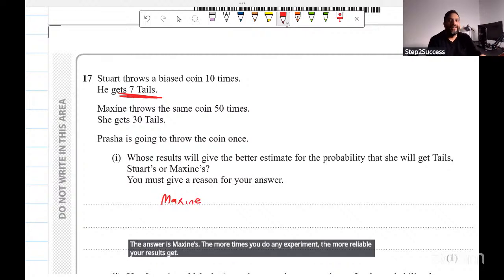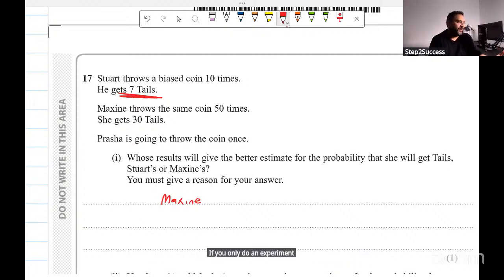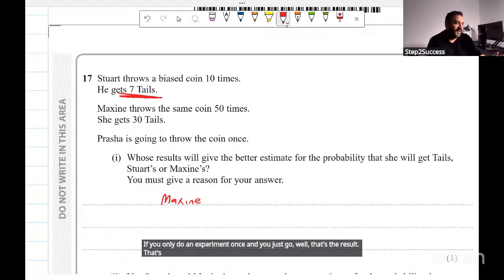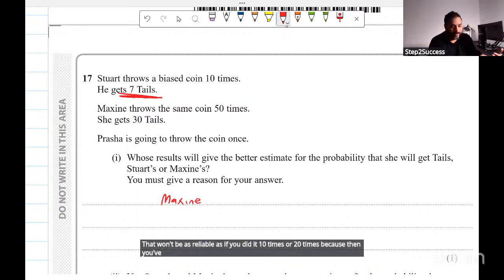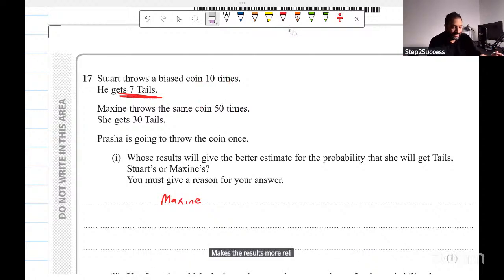If you only do an experiment once and you just go, well, that's the result, that's definitely true, that won't be as reliable as if you did it 10 times or 20 times, because then you've got more results. You can see if something's gone wrong, just like you do in science, essentially. You repeat experiments to make your results more reliable. The fact that Maxine threw this 50 times compared to this person throwing 10 times makes the results more reliable or gives a better estimate.